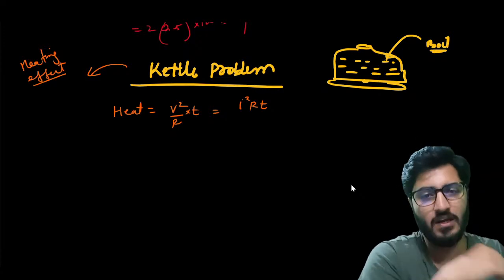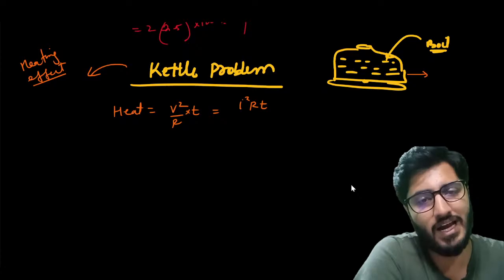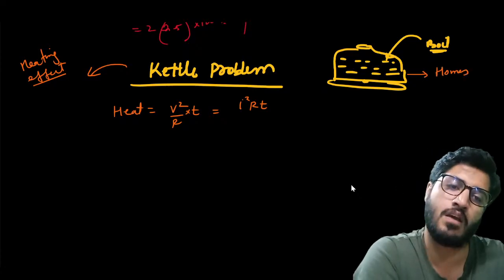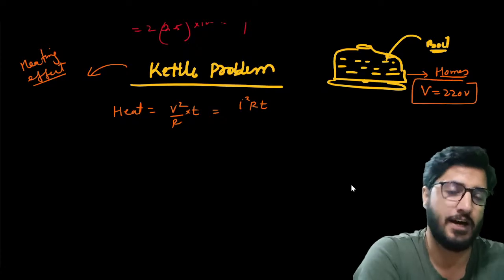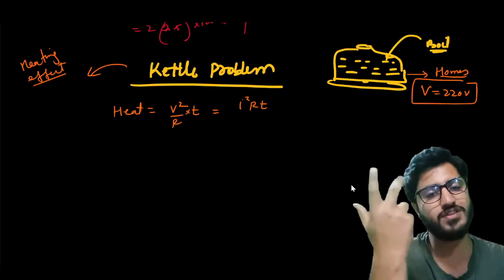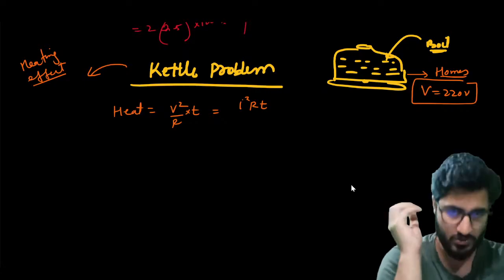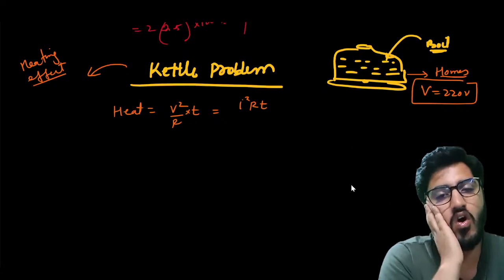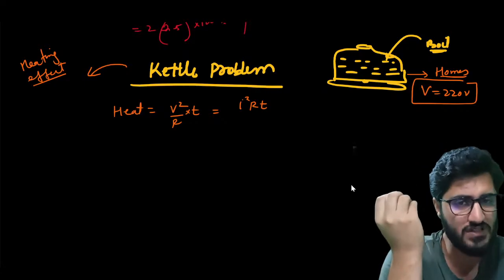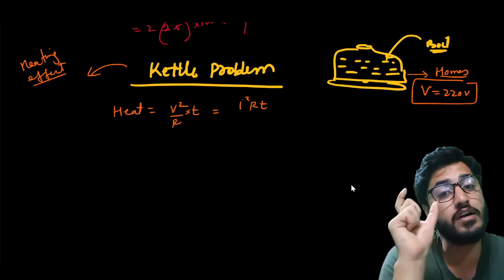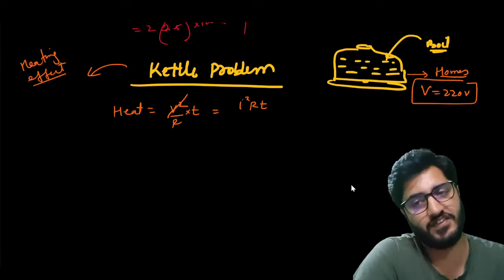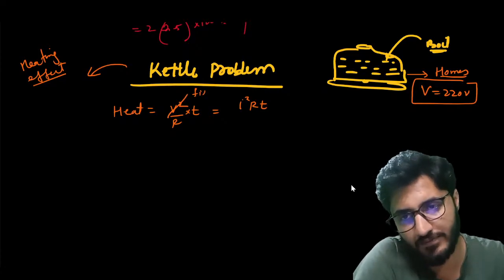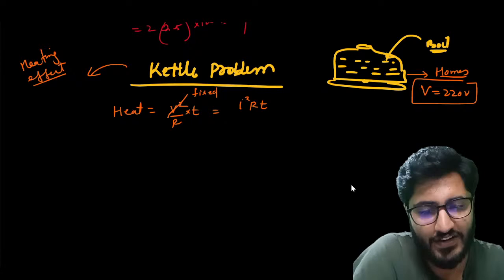If you are using this kettle in your homes, I know that the voltage is 220 volt. It is fixed in India. In the USA, it is 110. So all the appliances we have in our homes are designed based on 220 volt. So 220 volt is fixed.